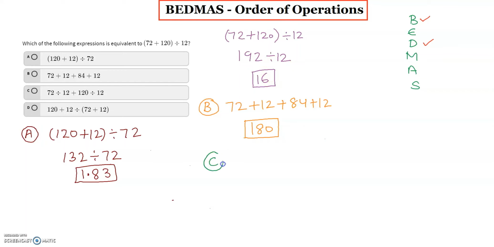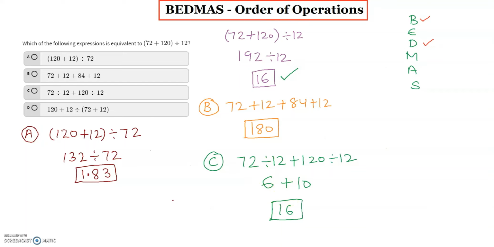Now C is 72 divided by 12 plus 120 divided by 12. I can see dividing and adding in this question. So I can do the dividing in the first step. I can say 72 divided by 12, which is 6. Then I have an adding sign. Then I can do 120 divided by 12 in the same step, which is 10. 6 plus 10 will give me 16. That looks like the correct answer, because we were trying to make it equal to 16, and we can tell from here C is 16.